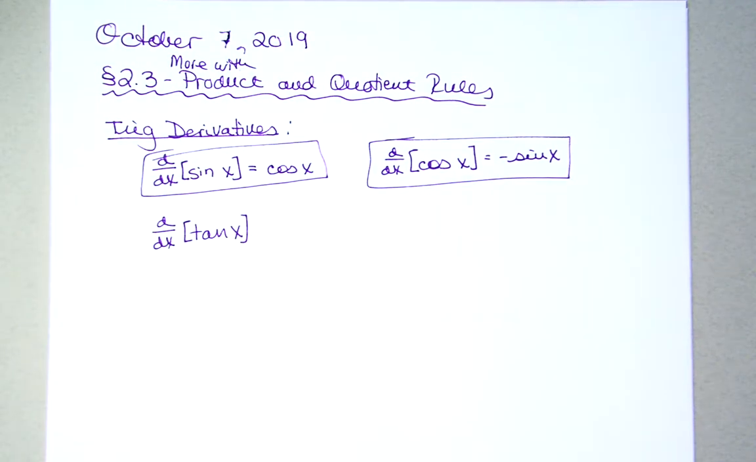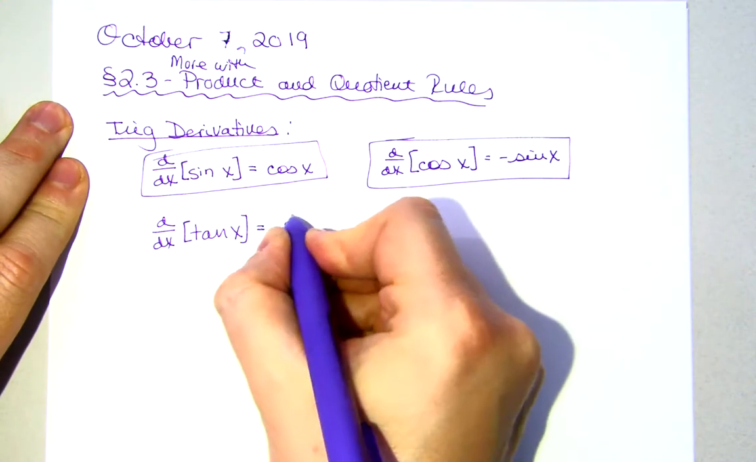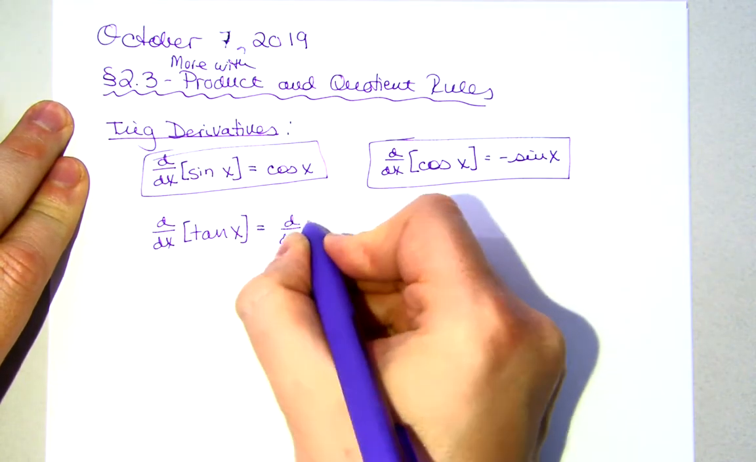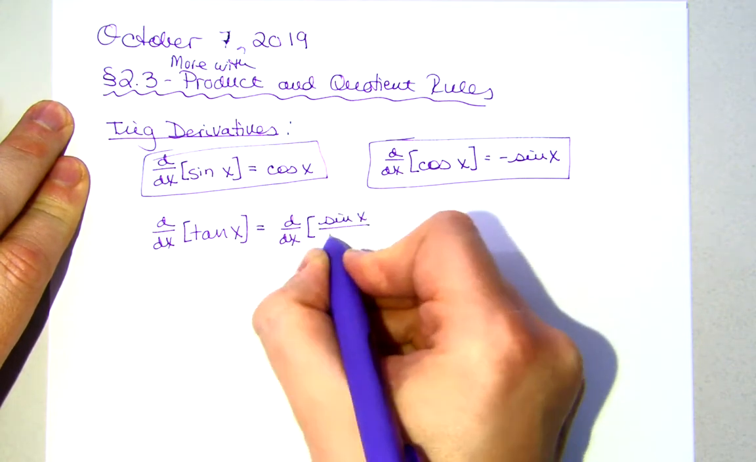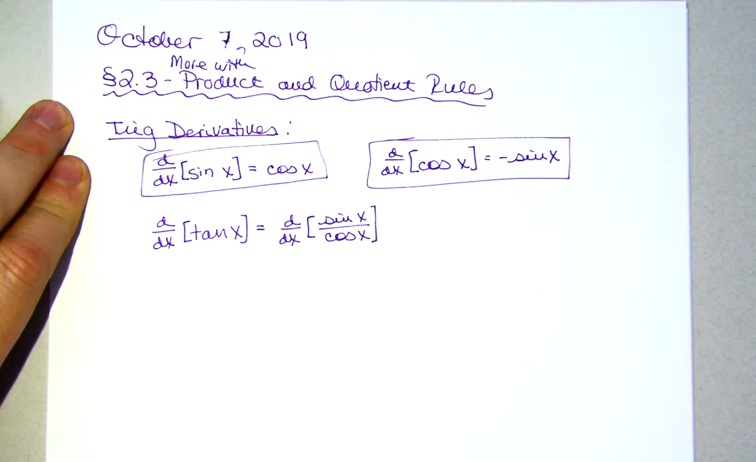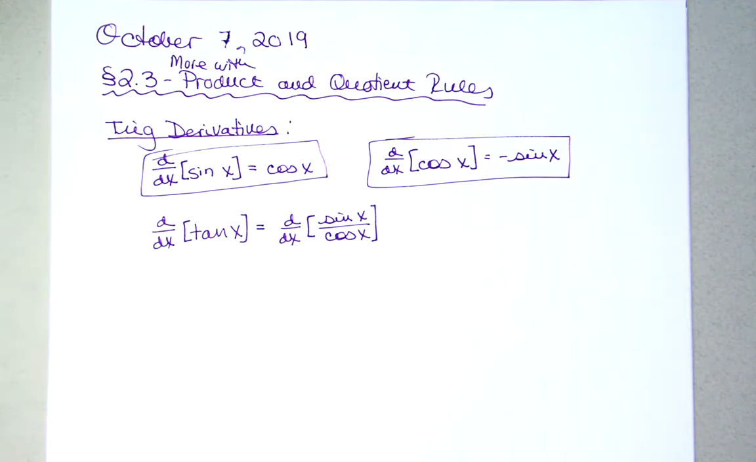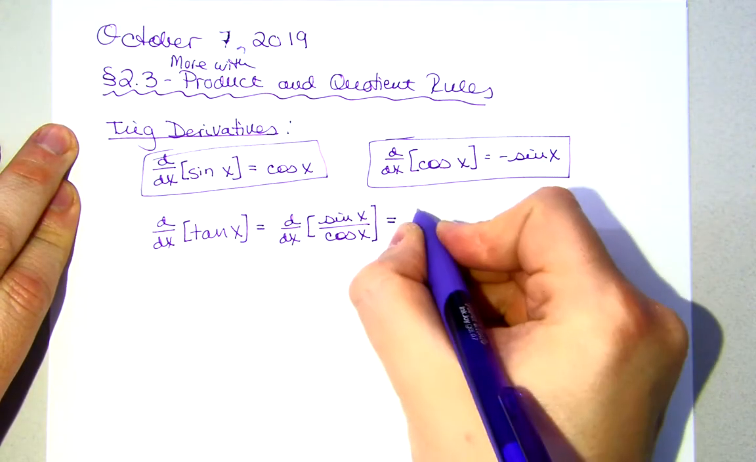So, how could we try to figure this out? You could do sine over cosine and then do the quotient rule. This is why we didn't learn the derivative of the tangent until now. This is the derivative of the sine of x over the cosine of x. And like various people said, we need to use the quotient rule. So using the quotient rule, low is cosine x.